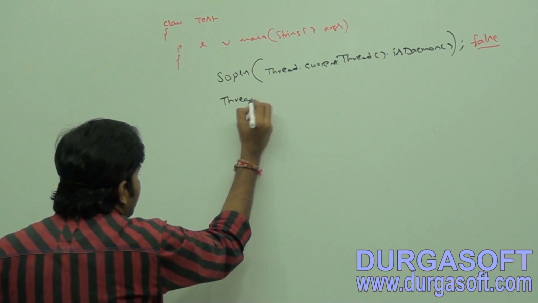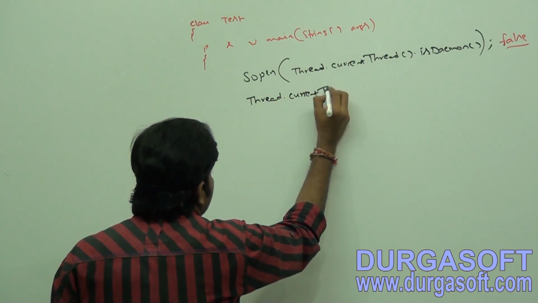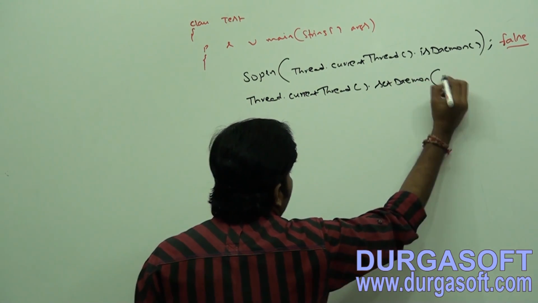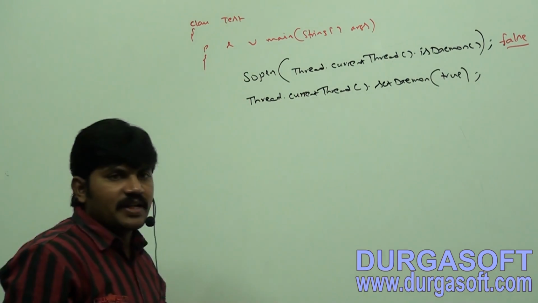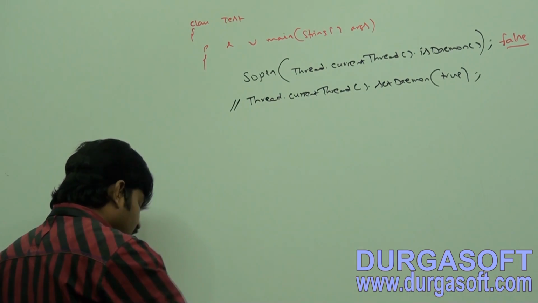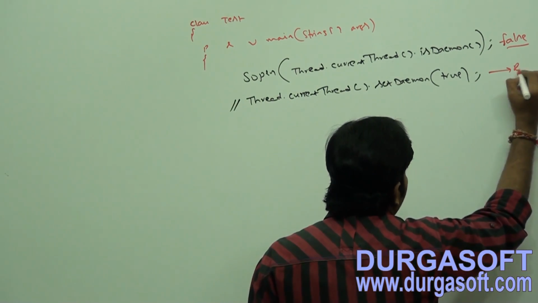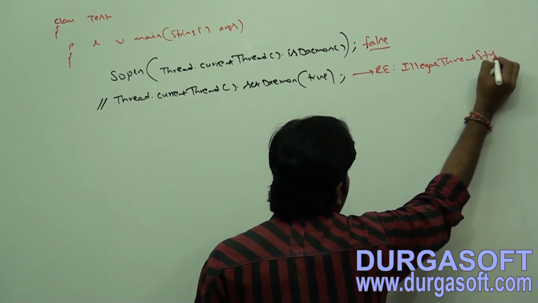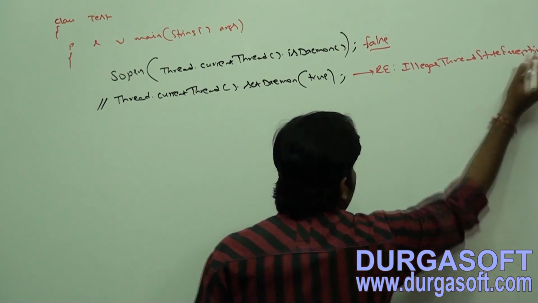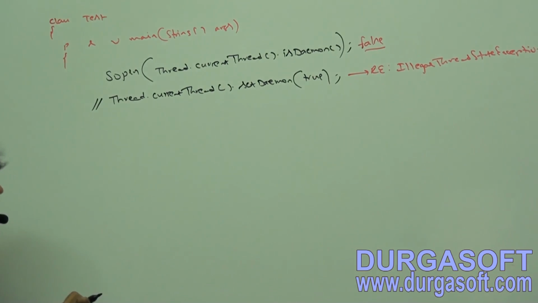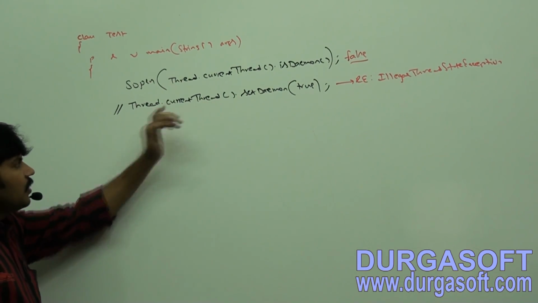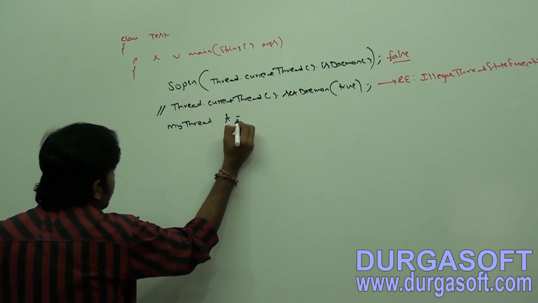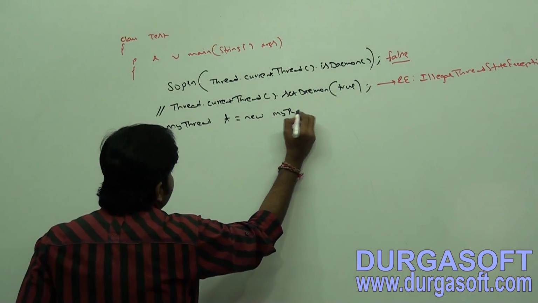Thread.currentThread().setDaemon(true), I'm taking. Is it valid or invalid? Invalid. Immediately we are going to get a runtime exception, IllegalThreadStateException. Now, after this, let me create my thread: MyThread t = new MyThread().